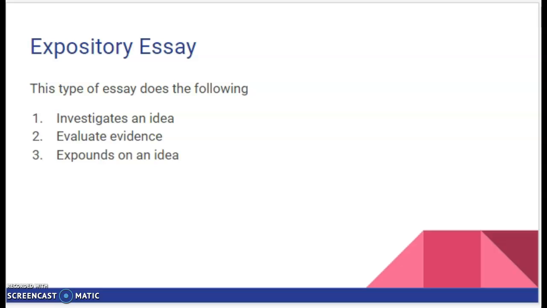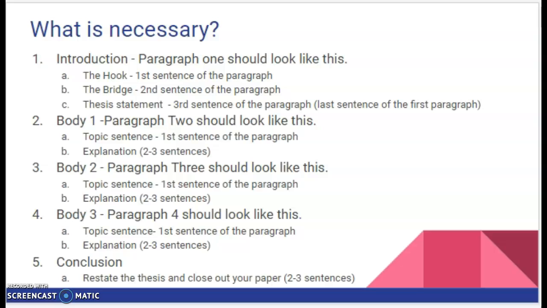Now, first off, this type of essay does the following. It investigates an idea, evaluates evidence, and expounds on an idea. So then you have to ask what is necessary for an expository essay. Now you have a 5-paragraph essay you are writing.